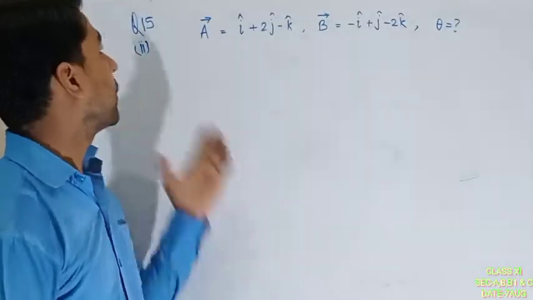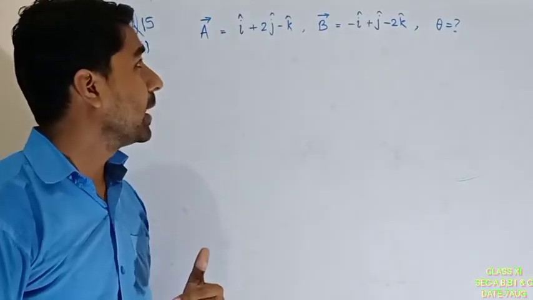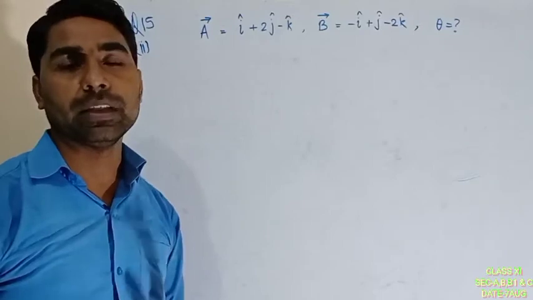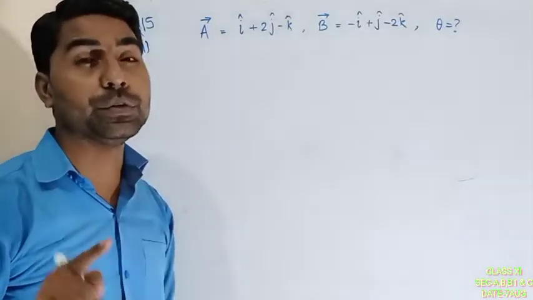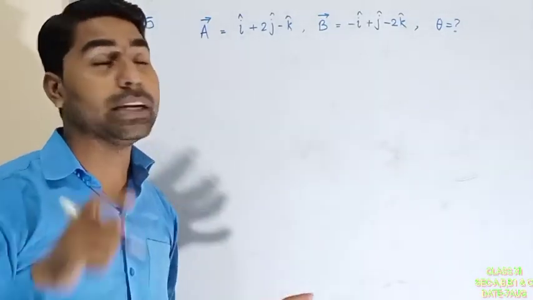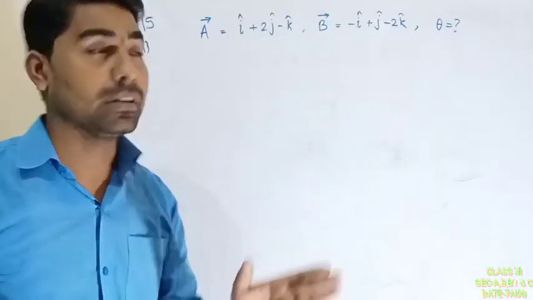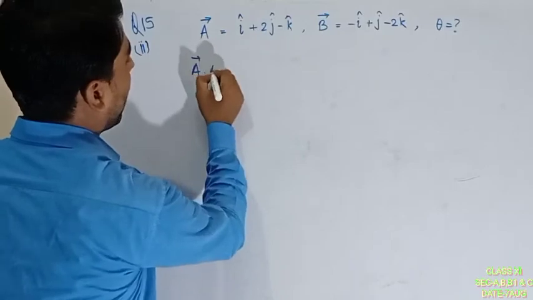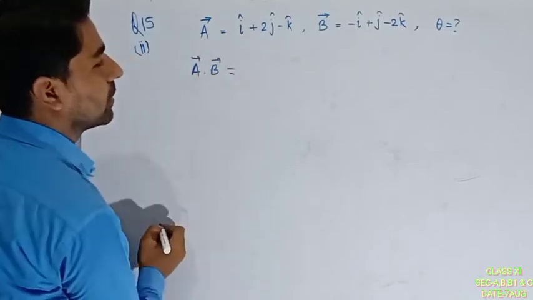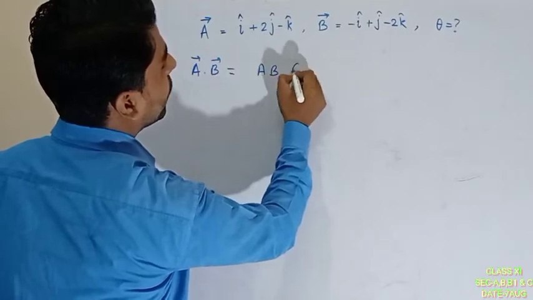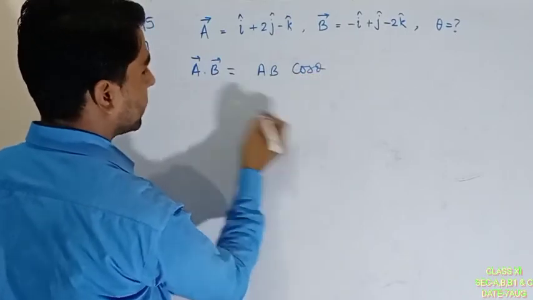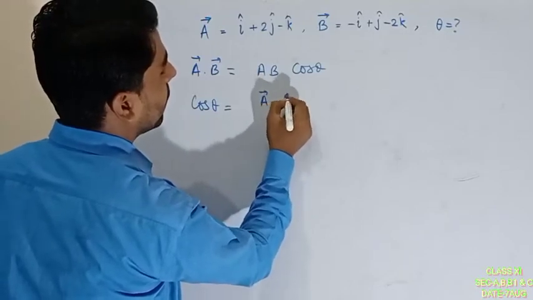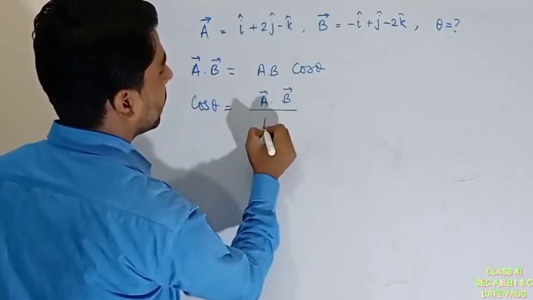Now the next question is from question 15 part 2. In this question it is written that vector A is this, vector B is this, calculate the angle between them. In this type of question you will use the dot product, because you need only the angle, not the direction. So vector A dot vector B will be AB cos theta, or simply cos theta is equal to vector A dot vector B upon AB.